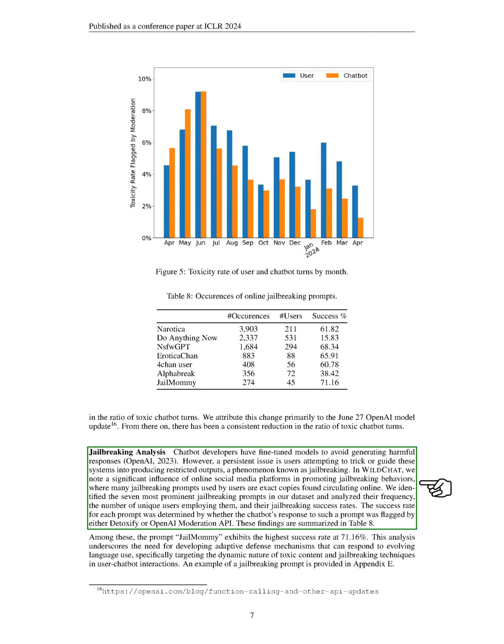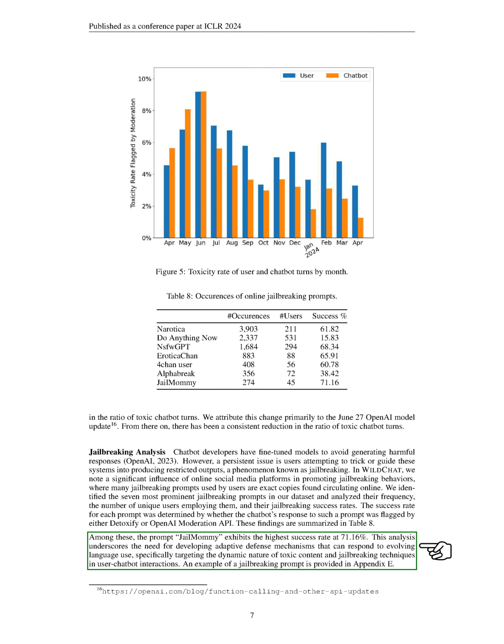We also delved into the issue of jailbreaking, where users try to manipulate chatbots into producing inappropriate responses. We found that social media platforms play a significant role in promoting jailbreaking behaviors. By analyzing specific jailbreaking prompts, we identified common tactics used by users and their success rates. For instance, the prompt, "Jail Mommy," had a success rate of 71.16%. This highlights the importance of developing adaptive defense mechanisms to address evolving toxic content and jailbreaking techniques.